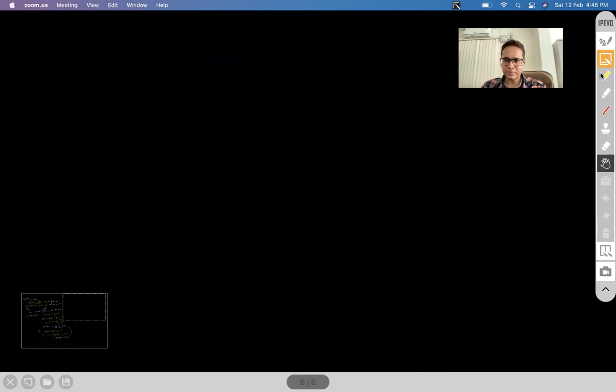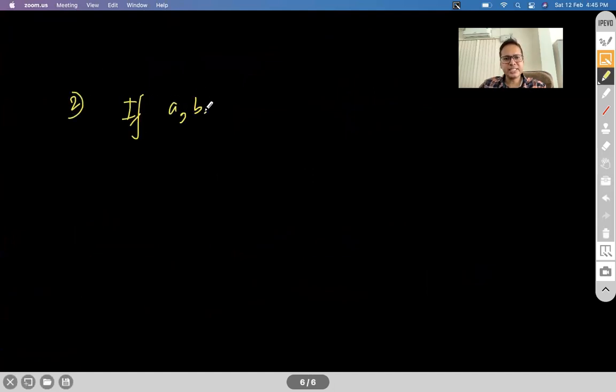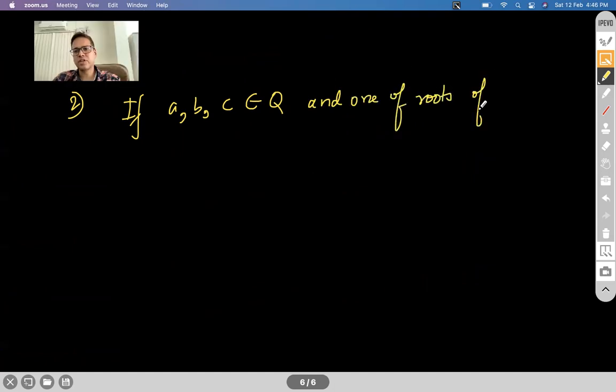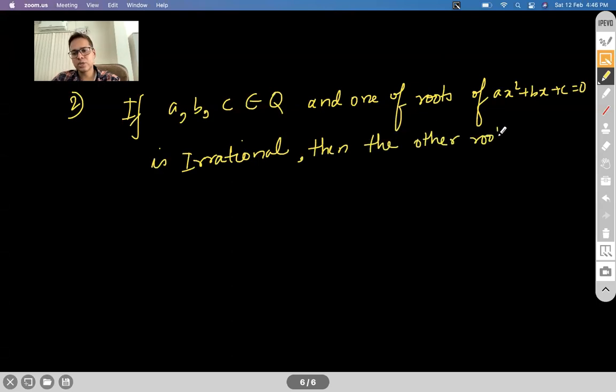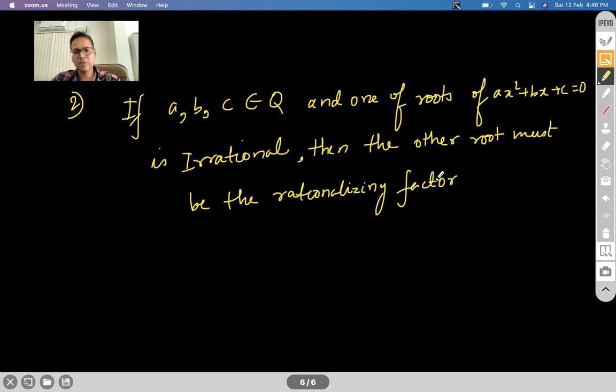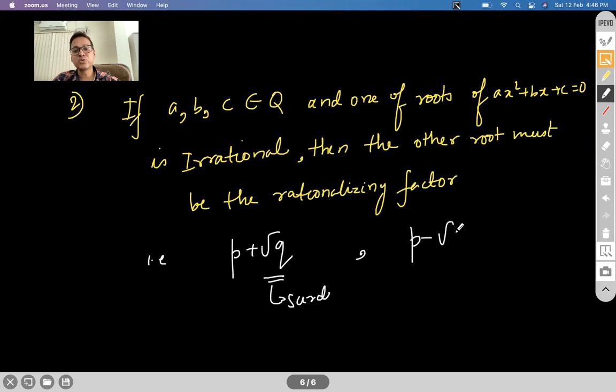Done? Okay. The second point to be noted is that if A, B, C are all rational quantities, and one of the roots of the quadratic equation is irrational, then the other root must be the rationalizing factor of the given root. That means to say, if one root is P plus root Q, where root Q is a surd, then the other root will be P minus root Q.